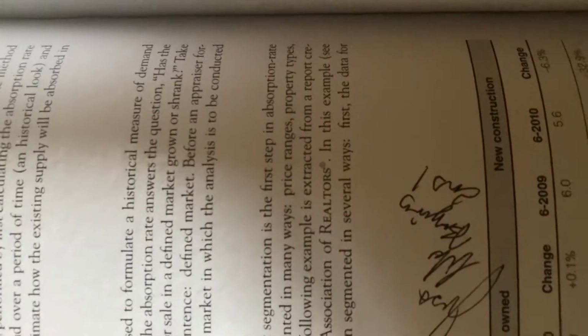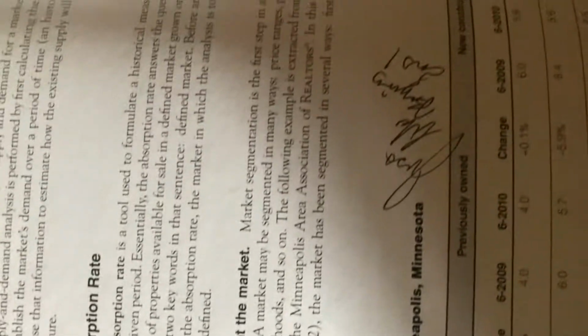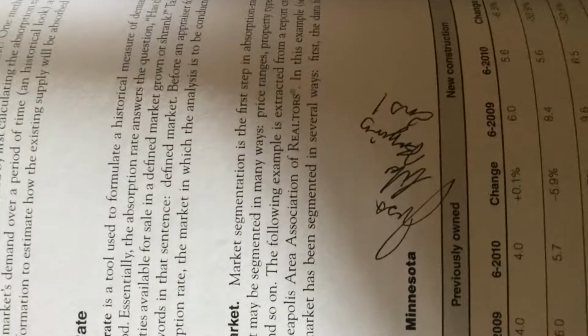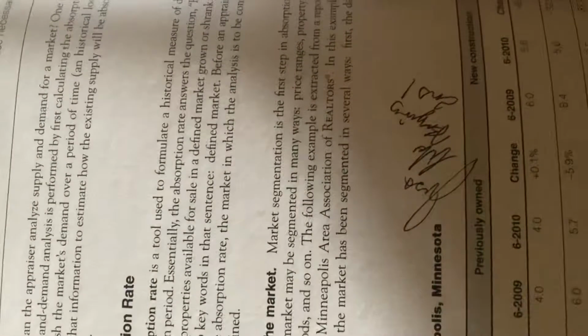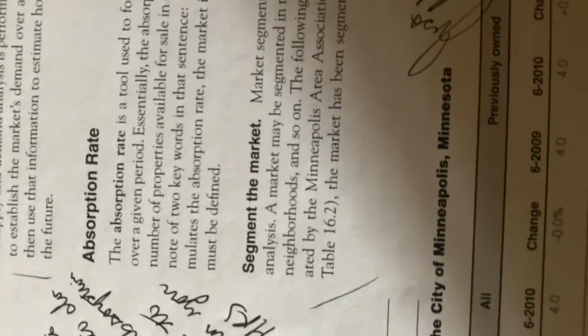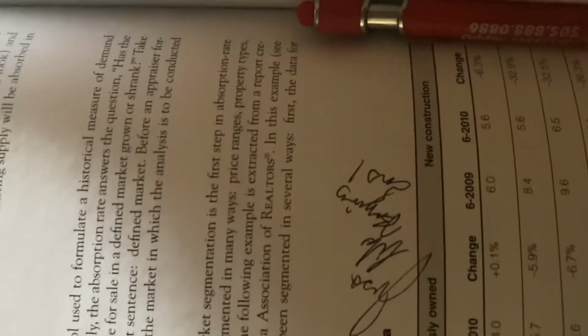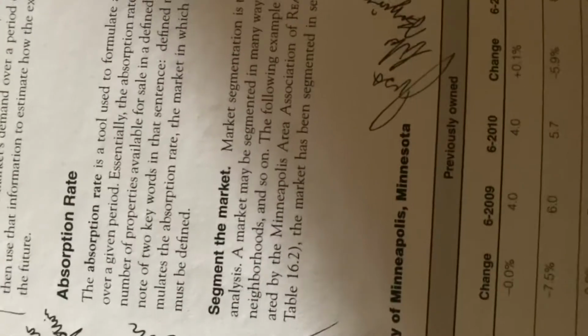Segment the market. Market segmentation is the first step in absorption rate analysis. A market may be segmented in many ways: price ranges, property types, neighborhoods, and so on. The following example is extracted from a report created by a Minneapolis Area Association of Realtors. In this example, see Table 16.2, the market has been segmented in several ways.